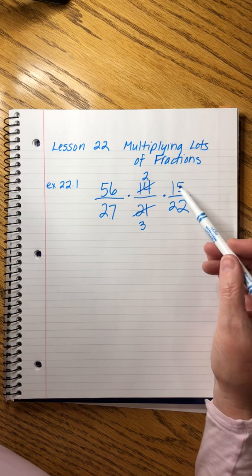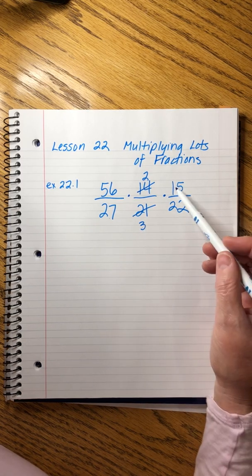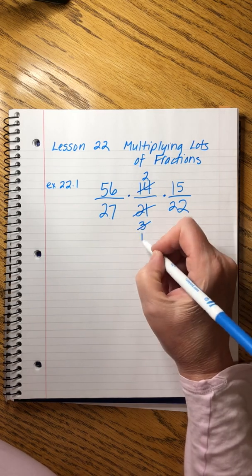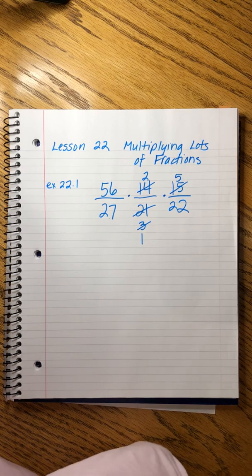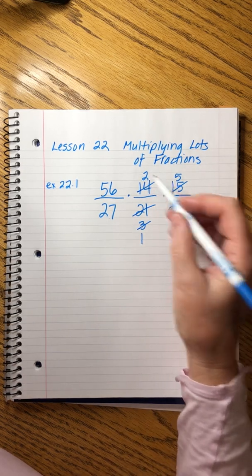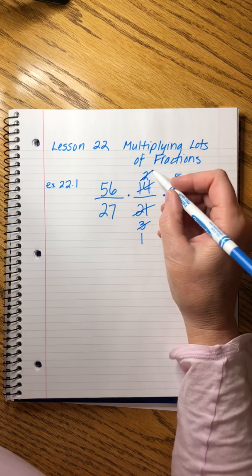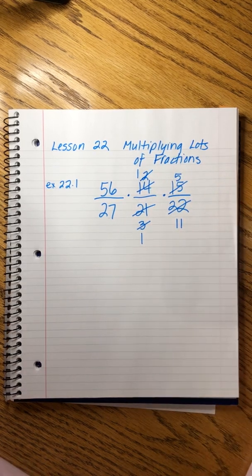All right, what else can we do? Well, how about the 3 and the 15? 3 goes into 3 and 3 goes into 15. So here that changes to a 1 and that changes to a 5. All right, I feel good about it. Do you? I see the 2 and the 22, and I know that 2 will go into both of those. So this becomes a 1. This becomes an 11.